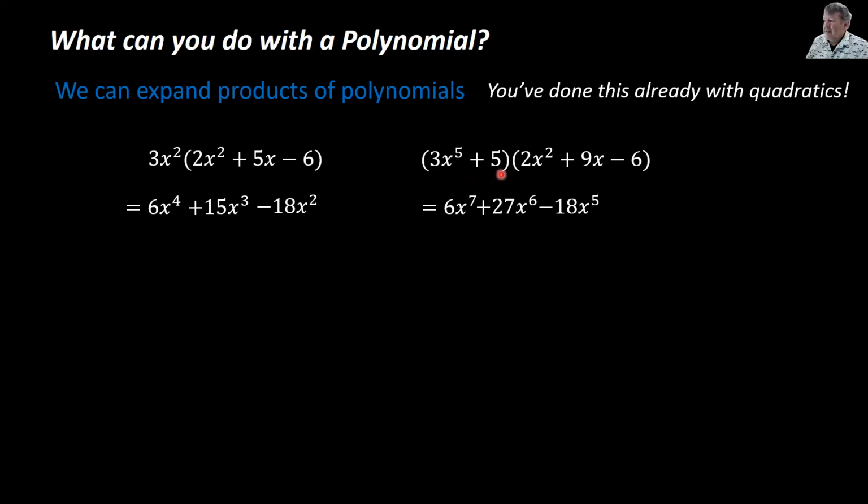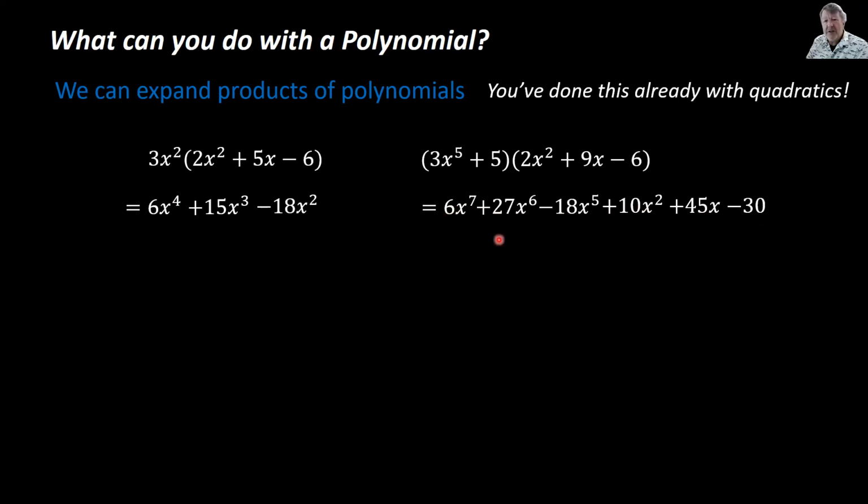Now we move to the second one. 5 times 2x squared is 10x squared. 5 times 9x is 45x. And 5 times negative 6, of course, is negative 30. Quick double check. Is there anything we can simplify? Do we have any like terms? No, we don't. So that's our answer.